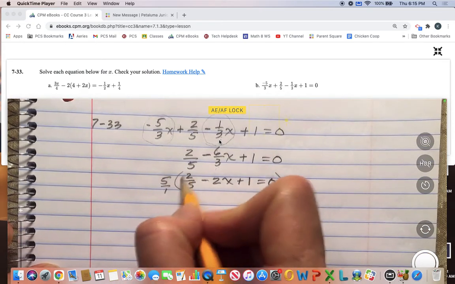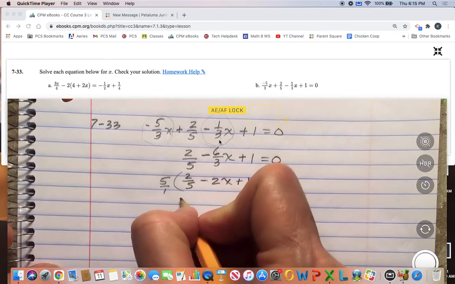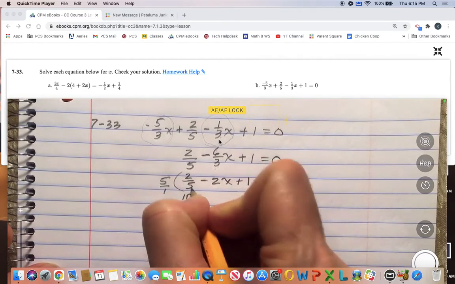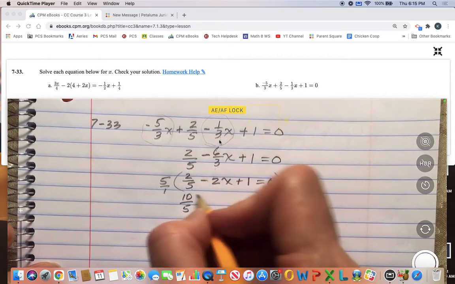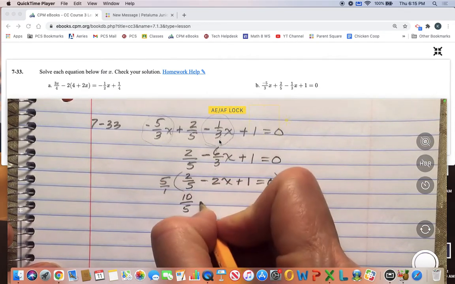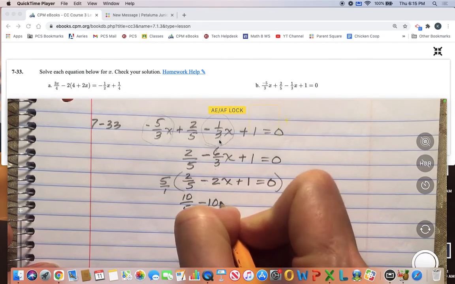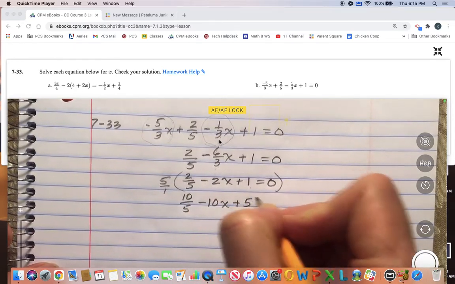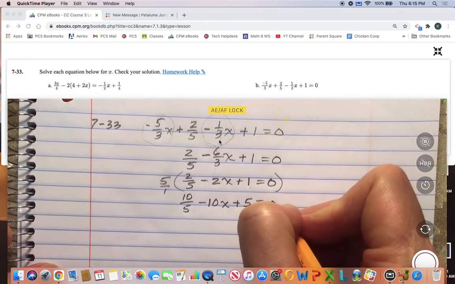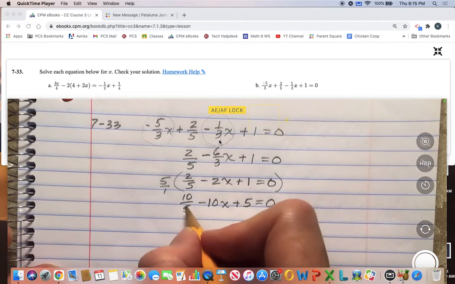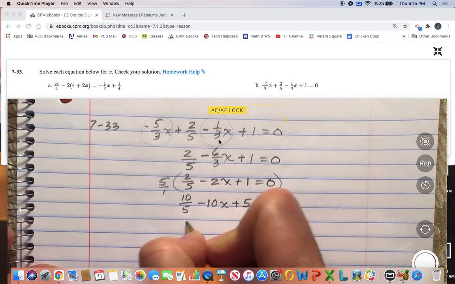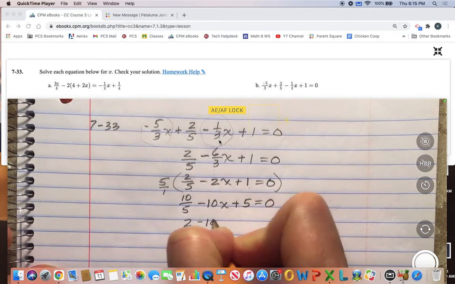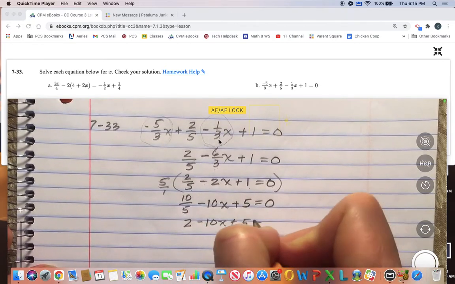5 and 5/1 are the same thing, because 5 divided by 1 is equal to 5. All right, so let's multiply this first term here. 5 times 2 is 10, and then that's 1 times 5/5. Okay, then it's 5 times negative 2x, so that's negative 10x. And then it's 5 times 1, which is just 5. And then it's still equal to 0, because 0 times 5 is still equal to 0. Okay, so now I've got 10/5, and I know that that is equal to 2. So that's now a 2 minus 10x plus 5 equals 0.